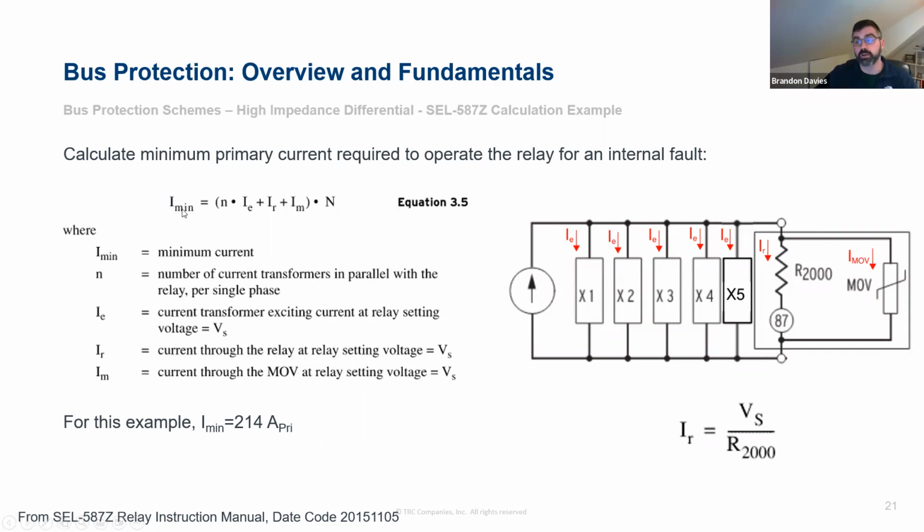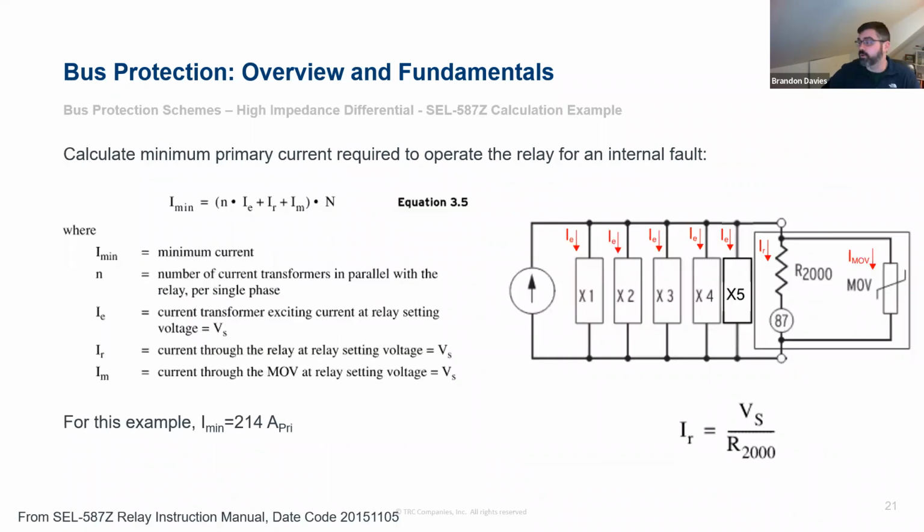So the minimum current for this to operate can be calculated with this and turned into a secondary quantity or a primary quantity through the turns ratio N here. So you can go look in the 587Z manual and see all the derivation of this. I figured I wouldn't put it all in the slides, but for this calculation example, the relay can operate in as little as 214 primary amps, which is very, very sensitive compared to the 50,000 amps of fault current that we expect in this.